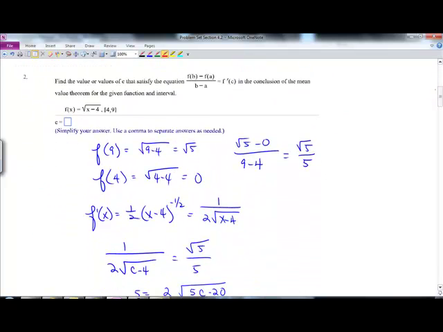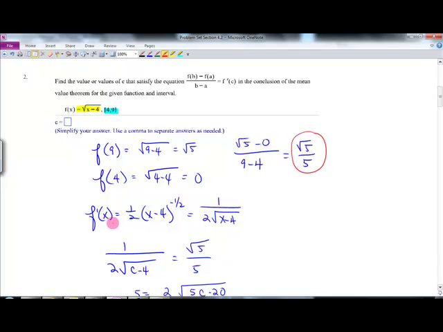Number 2, same thing. We've got a function, and we've got an interval. So I did f of 9, and so you get square root of 5. F of 4, you get 0. So we have square root of 5 minus 0 over 9 minus 4. So that's square root of 5 over 5. So this is that value that's going on one side of the equation.